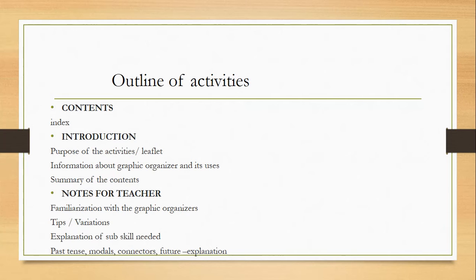Okay, now I'm going to explain the outline of our activities. First, we're going to start with the context, in which we are going to show you the index with each part that it has. Then we are going to give you the introduction with the purpose of the activity and the leaflet. Also, we have the information about graphic organizers and its uses. We have the summary of the contents.